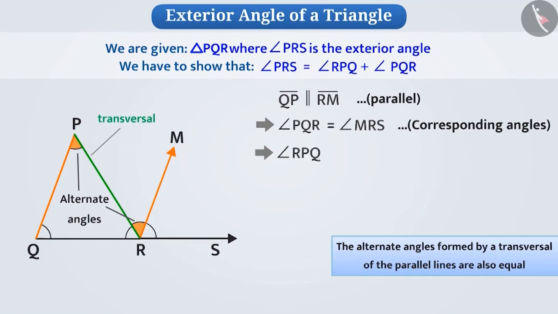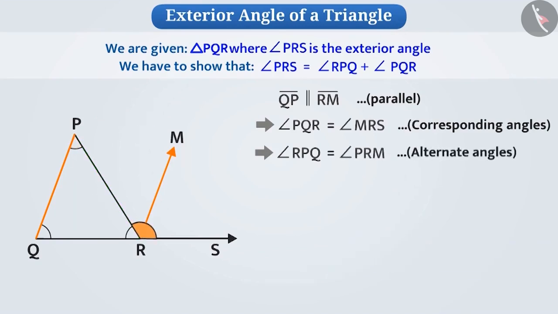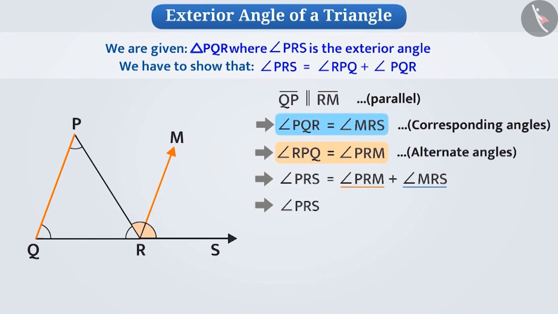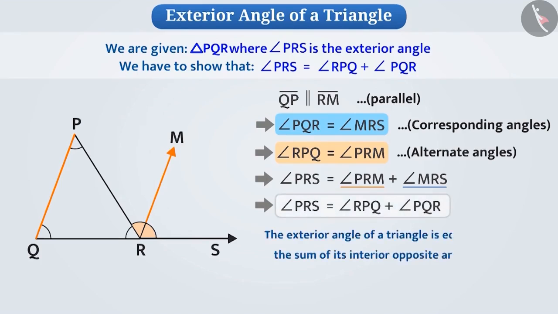If we talk about angle PRS, its measure is the sum of the measure of angle PRM and angle MRS, which we can write as angle PRS is equal to angle PRM plus angle MRS. If we replace angle PRM with angle RPQ and angle MRS with angle PQR, we will get angle PRS is equal to angle RPQ plus angle PQR. This verifies the fact that the exterior angle of a triangle is equal to the sum of its interior opposite angles.